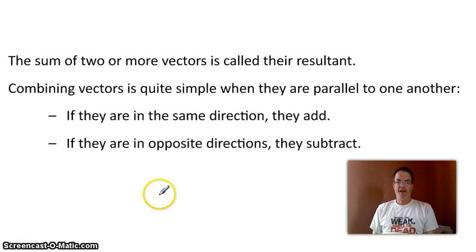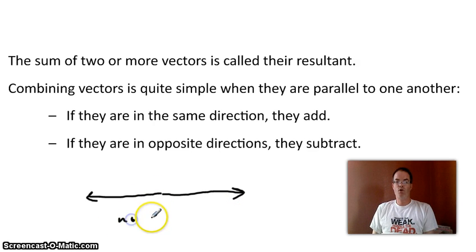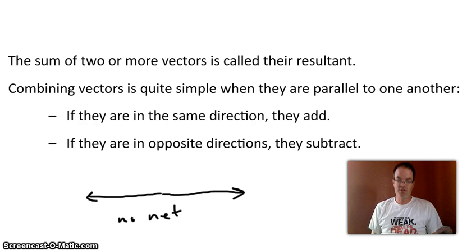When vectors act together, they can add, and in the case of the previous picture we saw two vectors that were pointing in opposite directions. The result in that case was no net force, or a zero sum. And we can see that right here, that when you're combining vectors, it's quite simple to add them when they are parallel to one another. That is to say, in the same line. If they are in the same direction, they just add together. If they are in opposite directions, they subtract.